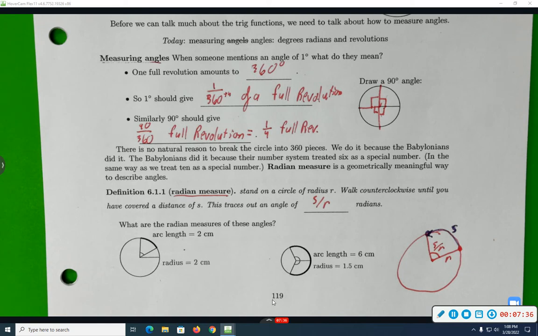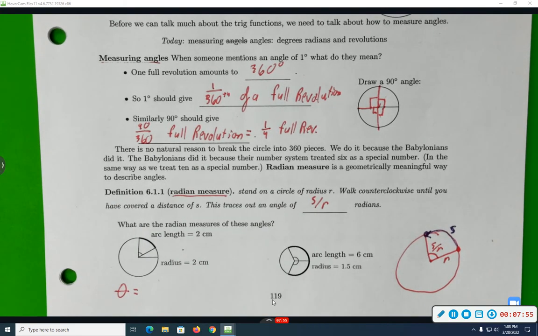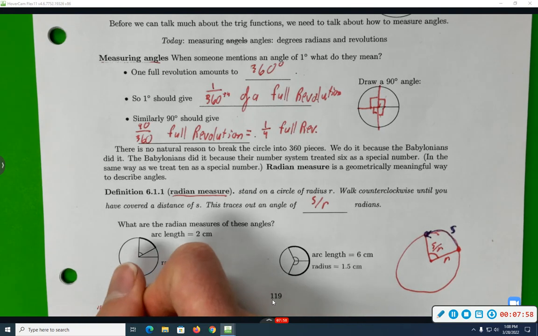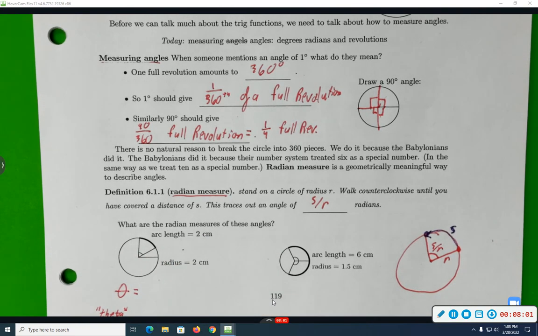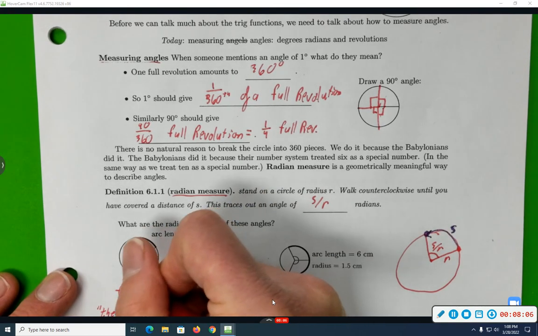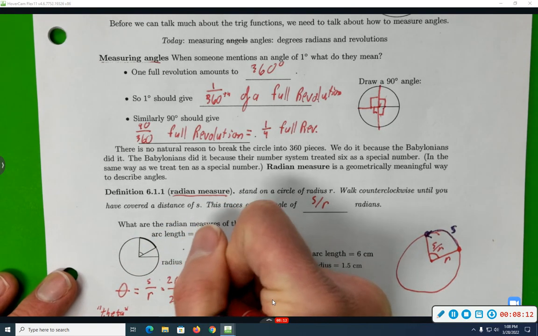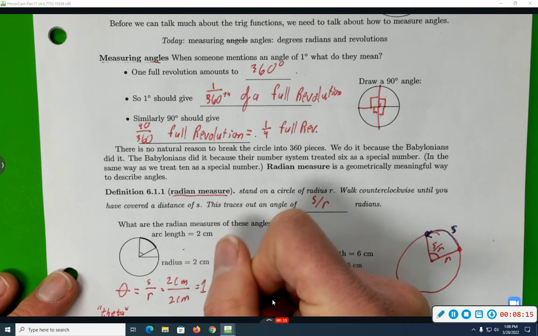Maybe let's just do some examples. Here's one. You draw an arc length of 2 centimeters on a circle of radius 2 centimeters. What's the radian measure of that angle? Well, I'll usually use the Greek letter theta for angles. Generally, I'll use Greek letters for angles, not all the time. It will be s divided by r, which is 2 centimeters divided by 2 centimeters. And that's 1 radian.